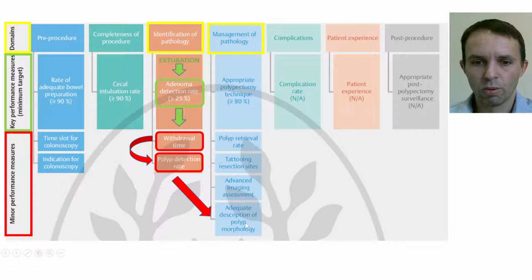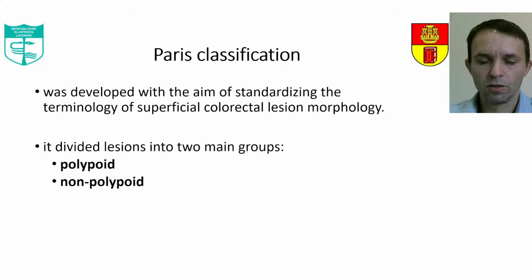First of all, we adequately describe the polyp morphology. To describe the lesion, we usually use the Paris classification. The Paris classification was developed with the aim of standardizing the terminology of superficial colorectal lesion morphology. It divides lesions into 2 main groups, polypoid and non-polypoid.